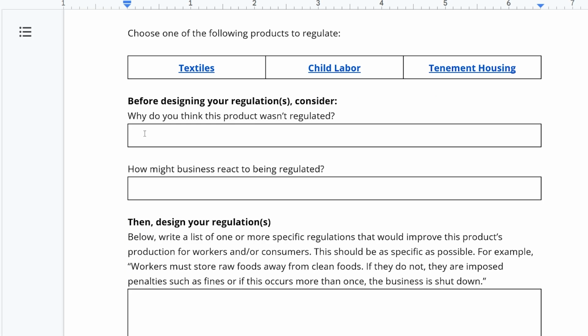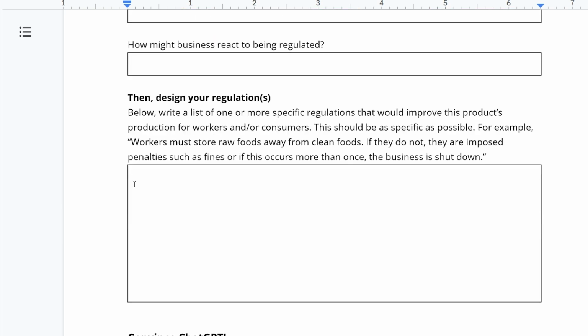So I initially asked them, hey, before you even start doing that, why do you think that this concept, I guess, wasn't regulated? And then how might business react to being regulated? So why has this been established and why isn't it changing? Then I have them design their list of regulations. So I have an example on here, like workers must store raw foods away from clean foods.